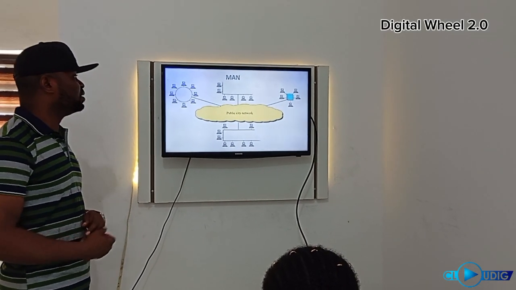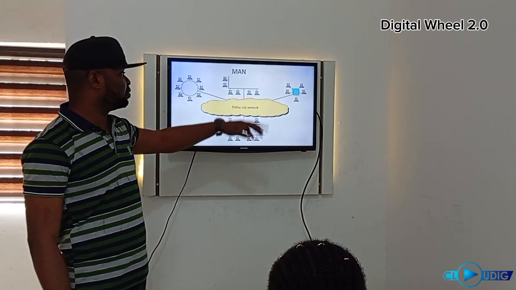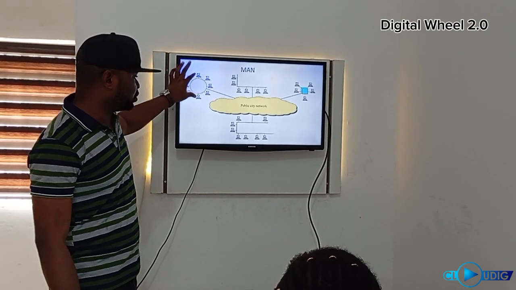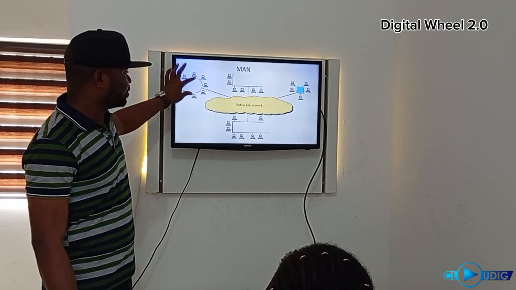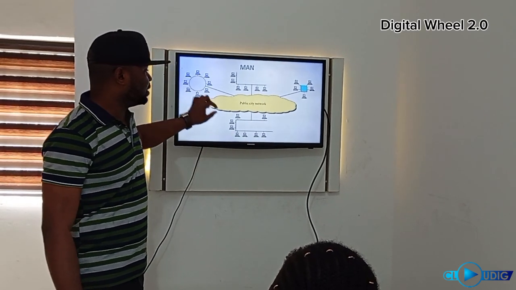So this is a very good graphical representation of a metropolitan area network, alright? We can see a public city network here, and then all these networks might be networks in buildings, networks in different buildings and different locations. They are connected to a public city network.